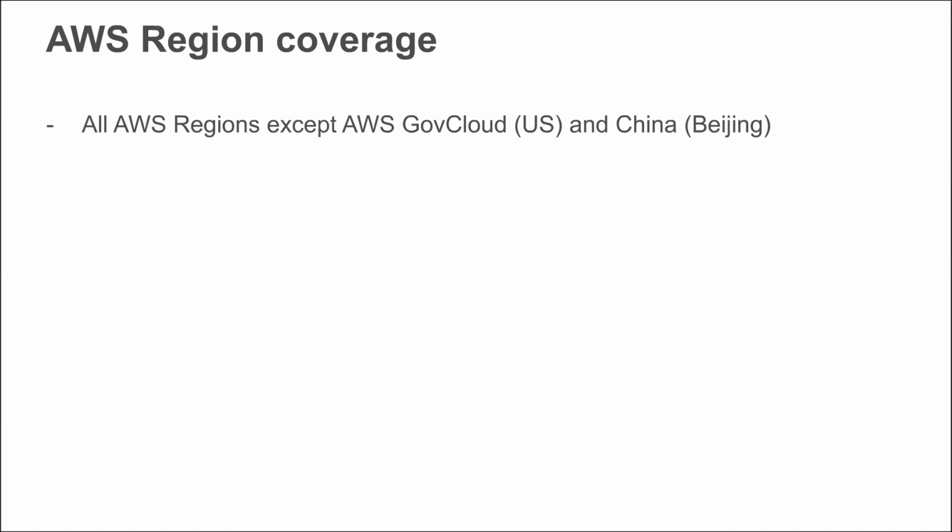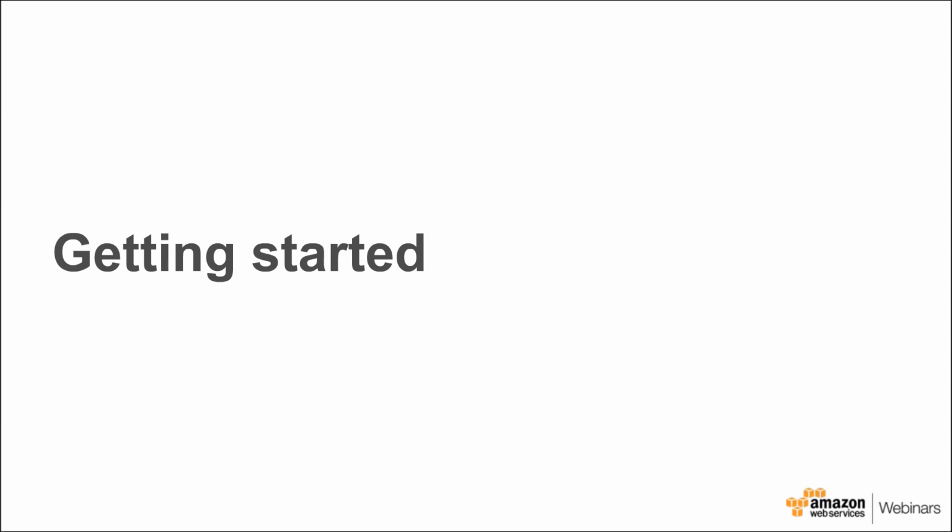The AWS Personal Health Dashboard and APIs will surface events occurring in all regions for your resources and services, except the AWS GovCloud and the AWS China regions as of now. We'll be adding support for this very soon. Now to the really exciting parts. Getting started is super simple, as I mentioned earlier.